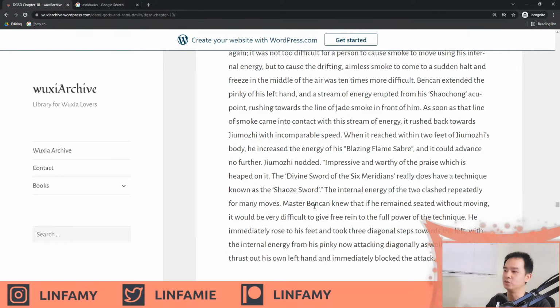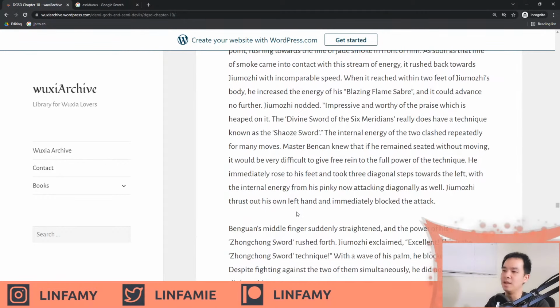The internal energy of the two clashed repeatedly from many moves. Master Bunsan knew that if he remained seated without moving, it would be very difficult to give free rein to the full power of the technique. He immediately rose to his feet and took 3 diagonal steps towards the left, with the internal energy from his pinky now attacking diagonally as well. Jiumozu thrust out his own left hand and immediately blocked the attack.